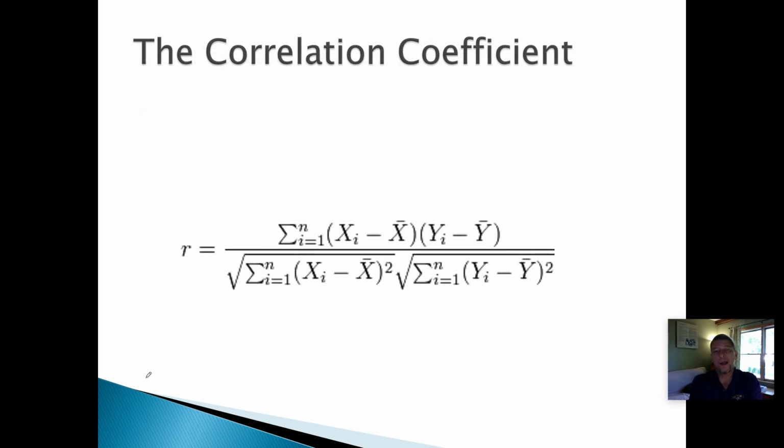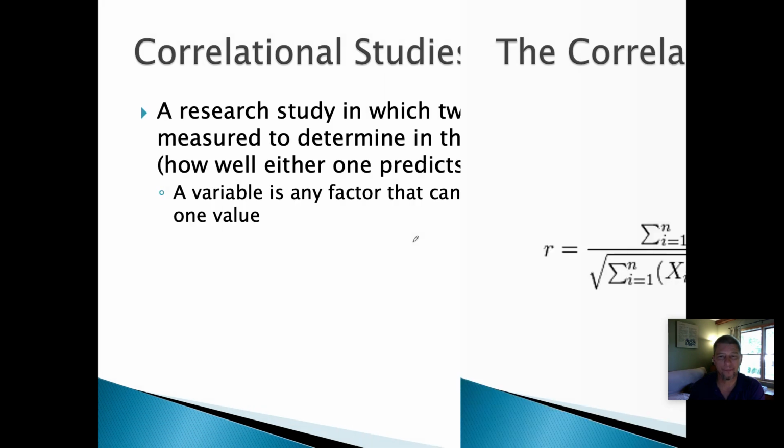Now, mathematically, the correlation coefficient is derived using the formula that's shown here. Before you get all hot and nervous and sweaty, I'm never going to make you calculate this. But I do want to point out that there are two variables here, the x variable and the y variable.